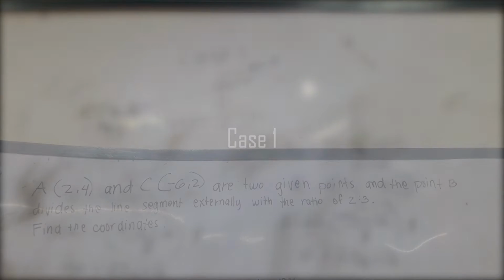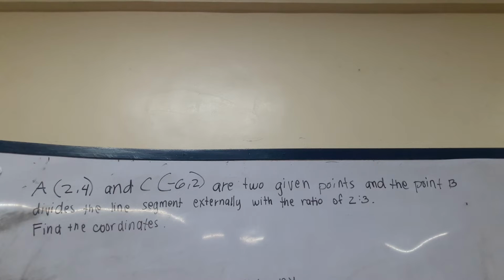Last problem, A (2, 4) and C (-6, 2) are two given points and the point B divides the line segment externally with a ratio of 2:3. Find the coordinates. So if you look closely at the problem, we are going to divide the line segment externally, which means we are going to extend the line segment on the Cartesian plane. And because we are going to look for the coordinates, we are going to graph two Cartesian planes.